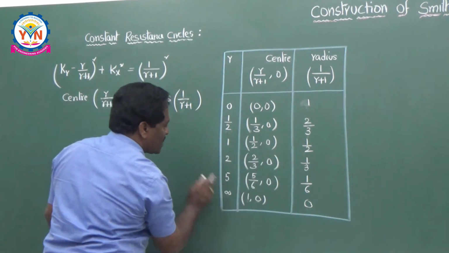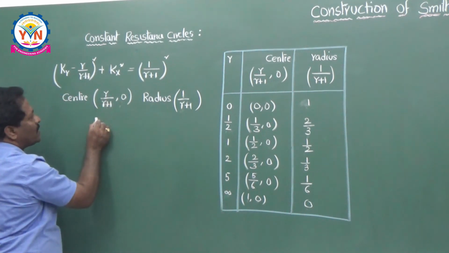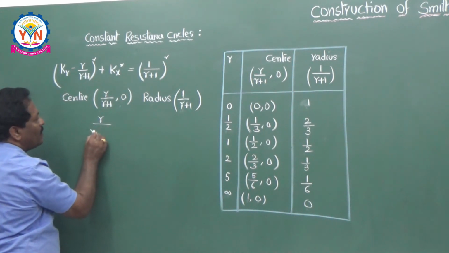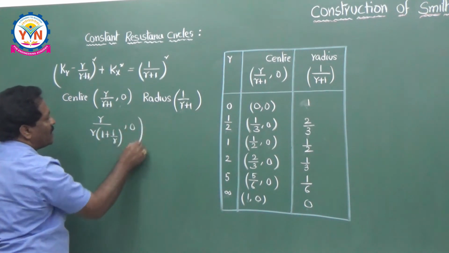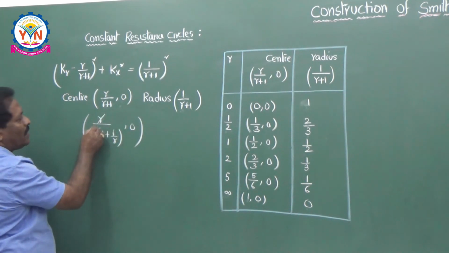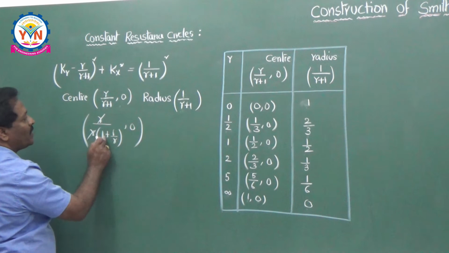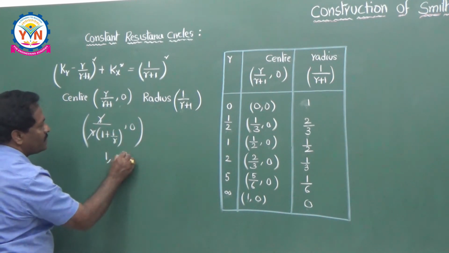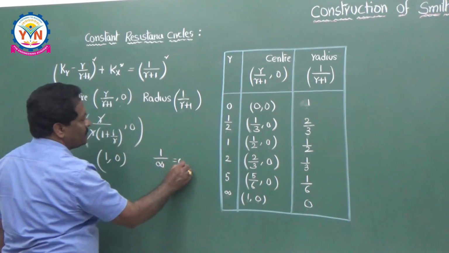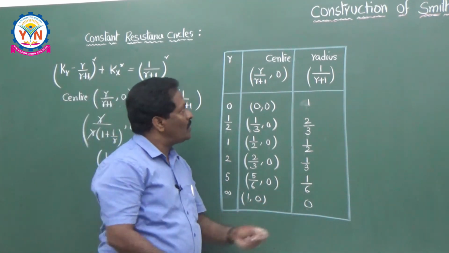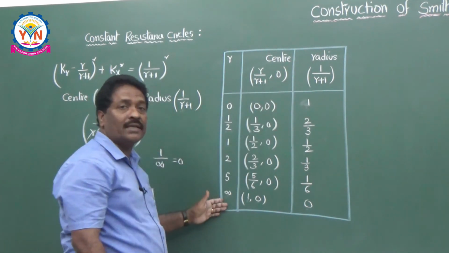Like that, the last value is infinity. If you put r = infinity, how to do this? Write r/(r(1 + 1/r)), and 0 is the center. So substitute r = infinity here. What is 1/infinity? It is 0. That means (1, 0) is the center, and the radius is 1/infinity, which is equal to 0. So you calculate the center and radius for different values of resistances.